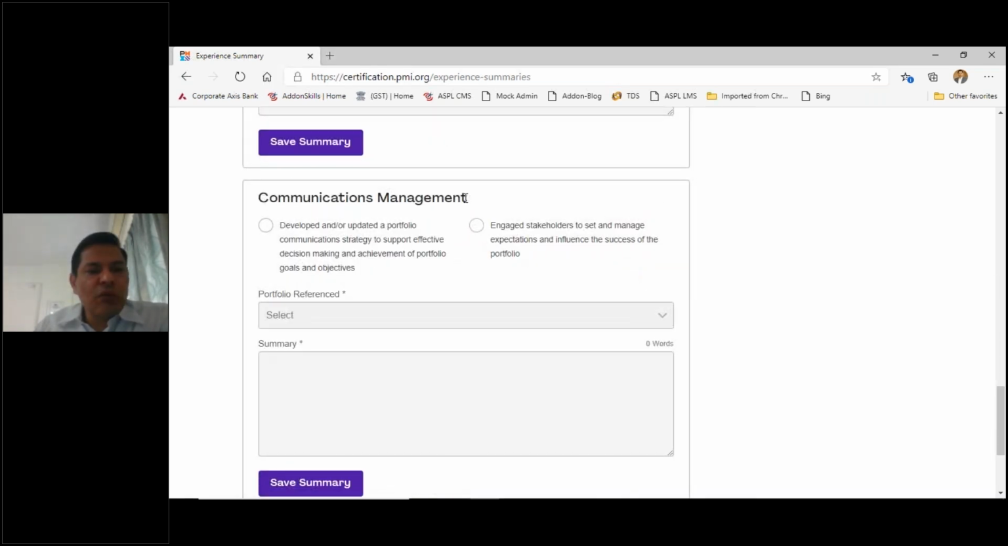Okay, let's go on to the communication management part. Here, if you're selecting developed and updated a portfolio communication strategy, what was your communication strategy? How did you develop the communication strategy? So remember, the how part should be very clear, because friends, the communication strategy will help your stakeholders track the portfolio progress and define the portfolio success criteria.